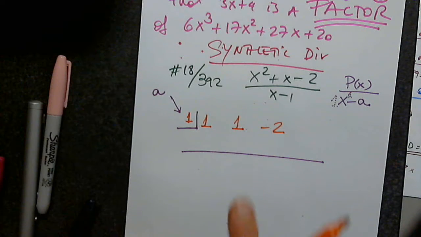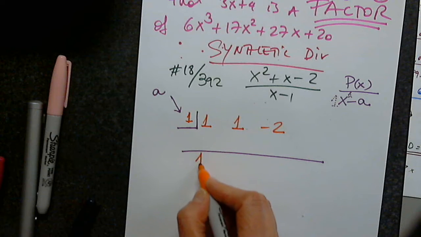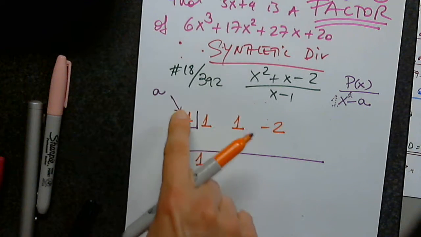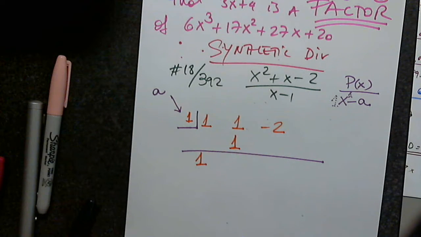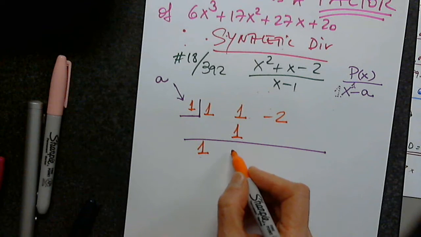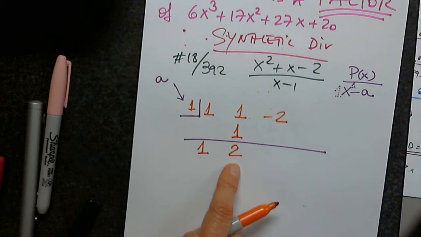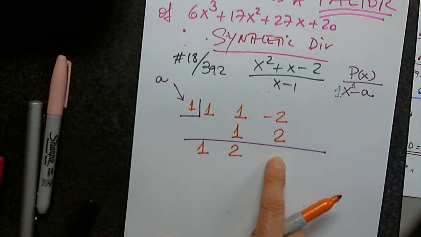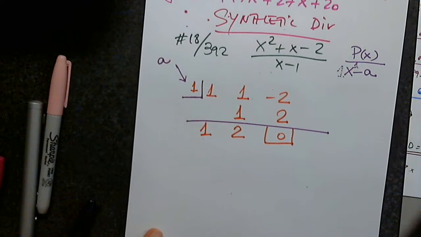In synthetic division, I have no choice but to copy the first coefficient at all times. Next step, 1 times 1. And I write the answer here. I perform the operations I see. What do I get? 1 times 2. The answer. The last one is boxed in always.